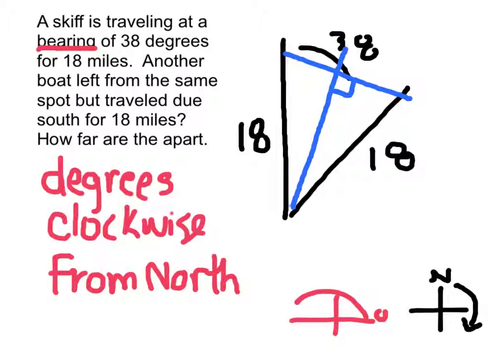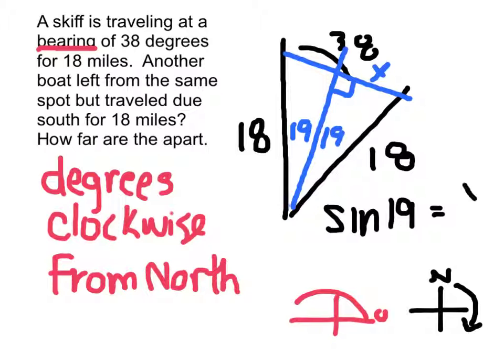So the bearing of 38 is the angle that's all the way over, so that means I've got two angles right here of 19 degrees. Let's see, how far are they apart? I just need to solve for x and double it. x is the opposite side, 18 is the hypotenuse, so I'm going to go sine of 19 equals x over 18. Type that in as 18 sine 19. That's 5.86. Double it, and they are 11.72 miles apart.